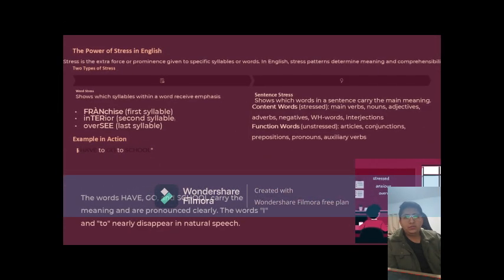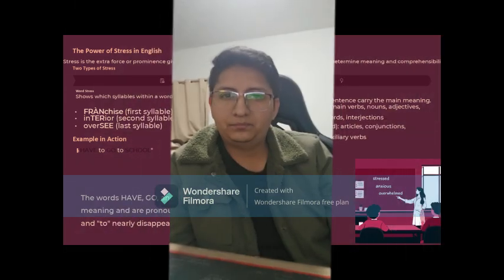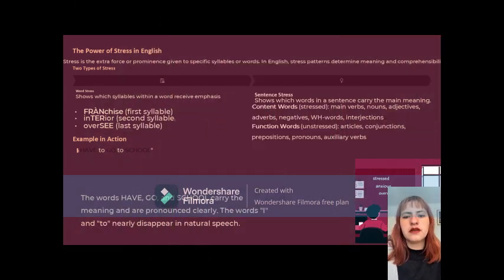Now, I would like to return to the topic of stress. What is stress? Stress is a degree of force or prominence given to a syllable or word, or an extra loudness given to a particular syllable or word in order to give emphasis. We have two kinds of stress. One, word stress, shows which syllables in a word are stressed.